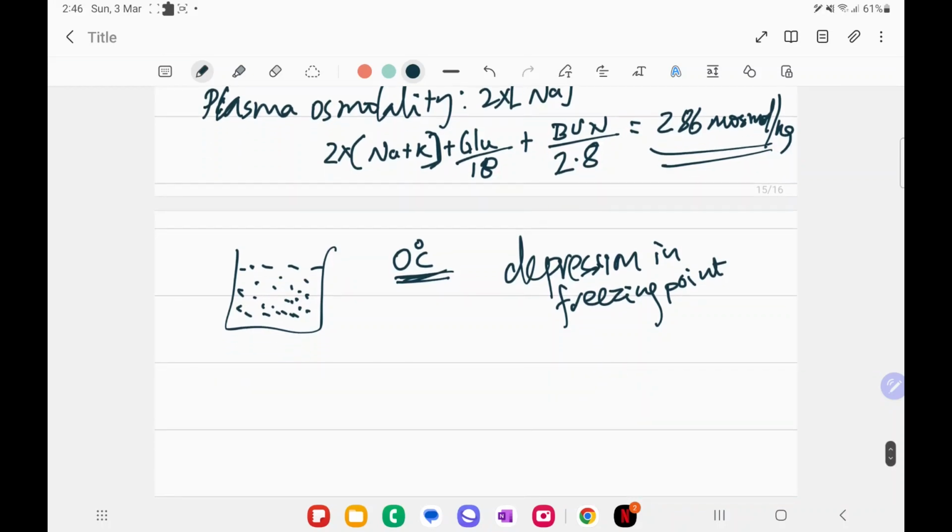So that's how we actually calculate this 286 milliosmoles per kilogram much more accurately. It can be 282 to 286 milliosmoles per kilogram. So this is your freezing point depression. The change in the temperature will tell you how many osmotically active particles are present in that solution.